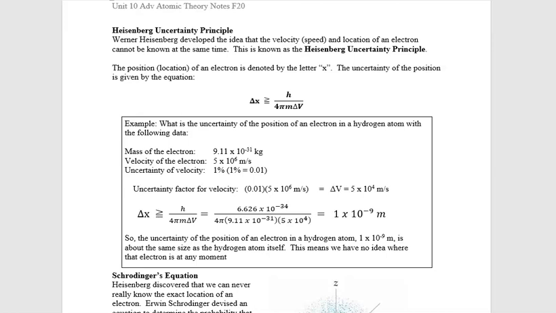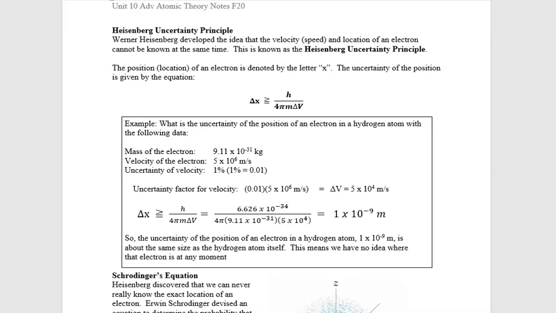Now that you know that, you can figure out the uncertainty for where it is, the position, x. You plug that in and you end up with 1 times 10 to the minus 9th meters. That's 1 nanometer. So the uncertainty of the position of an electron in a hydrogen atom, 1 times 10 to the minus 9th meters, is about the same size as the hydrogen atom itself. This means we have no idea where that electron is at any moment. So you can't know the exact position of an electron.